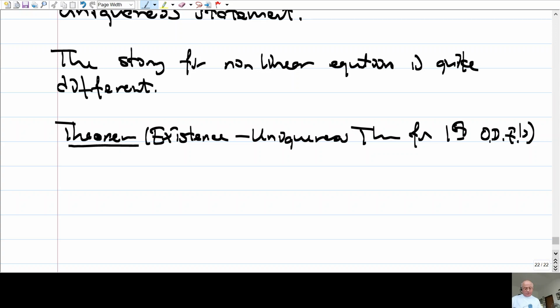All right, let me state the theorem. Okay, consider a first order initial value problem.